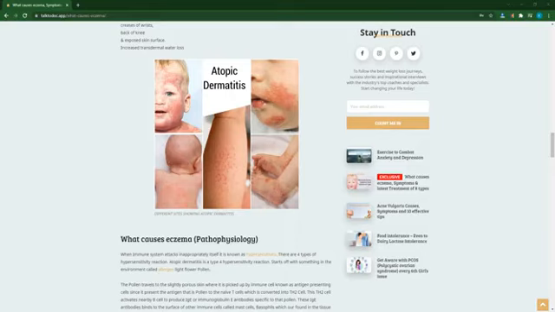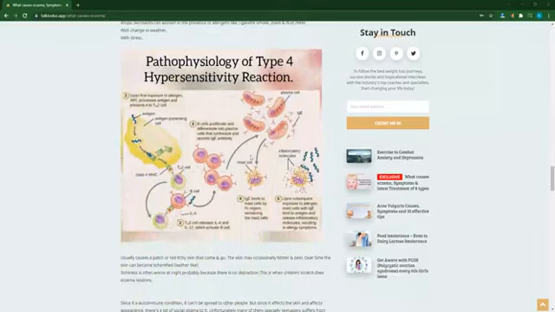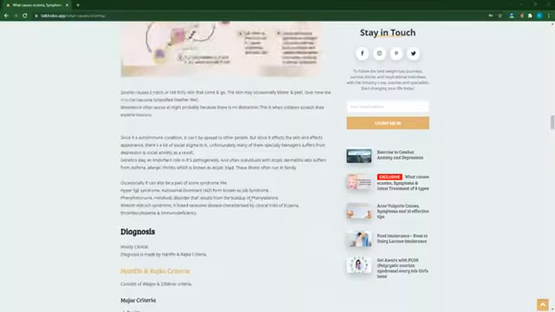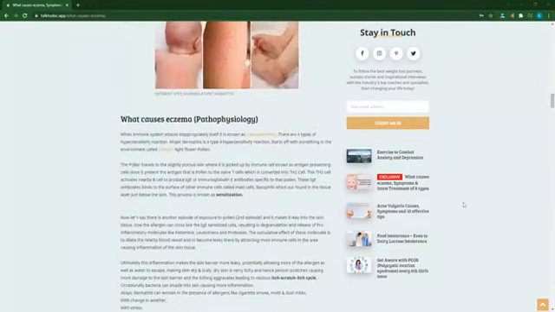What causes eczema? Pathophysiology. When the immune system attacks inappropriately at itself, it is known as hypersensitivity. There are 4 types of hypersensitivity reaction. Atopic dermatitis is a type 4 hypersensitivity reaction. It starts off with something in the environment, an allergen like flower pollen. The pollen travels to the slightly porous skin where it is picked up by immune cells known as antigen presenting cells, which present the antigen, that is pollen, to the naive T cells, which are converted into Th2 cells.